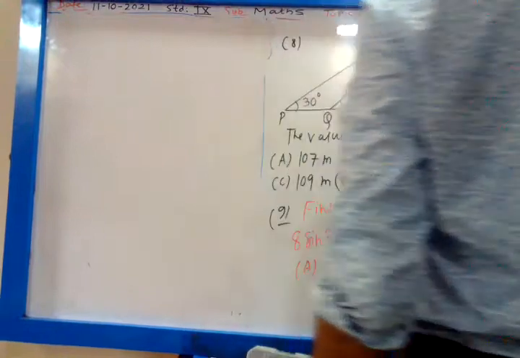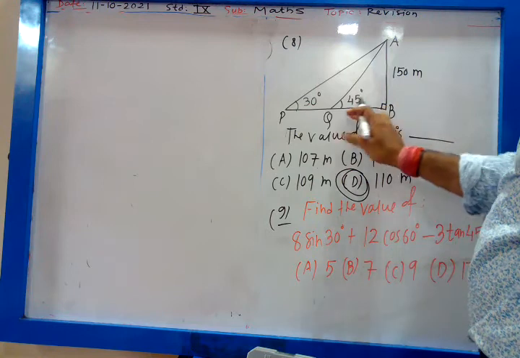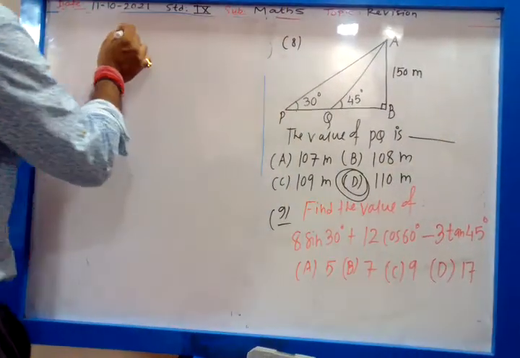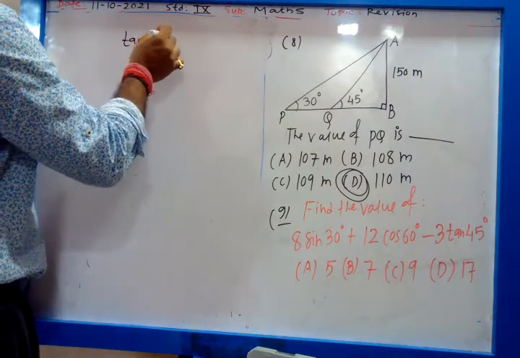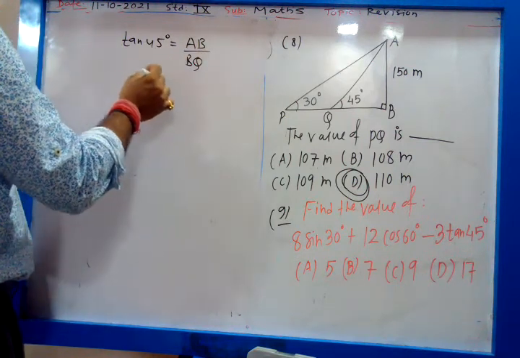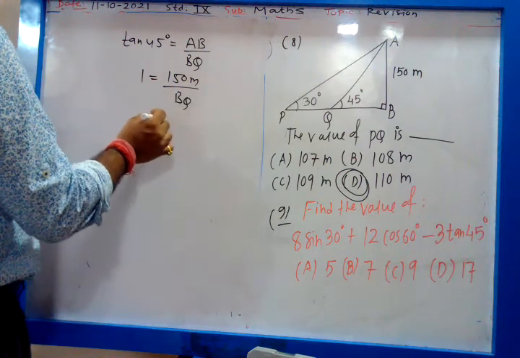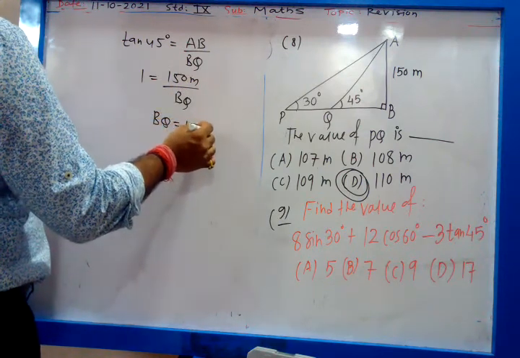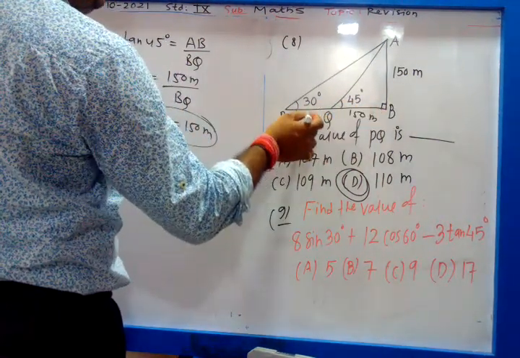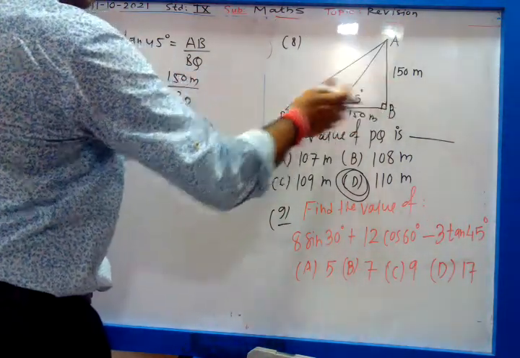There are various ways. Smaller triangle. Opposite is given. You want to find PQ, so you want to find QB. So tan 45 is equal to AB upon QB or BQ. Tan 45 is 1. AB is 150 meter. So you will get BQ is equal to 150 meter. Now we want to find PQ. Consider PQ as X. So again, opposite and adjacent.